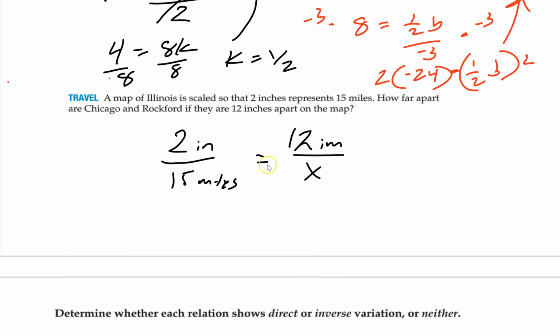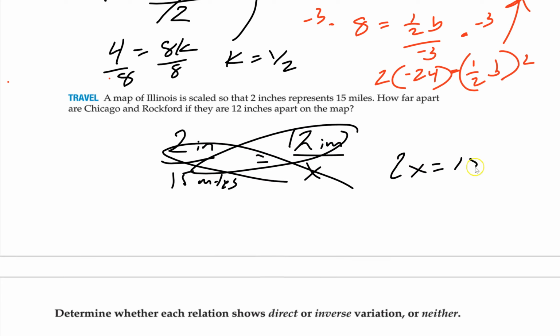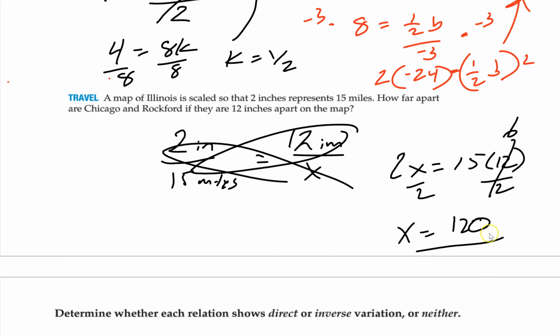Well, you just set up a proportion. And you can cross multiply. 2x equals 15 times 12. Divide by 2. 6 times 15. And that is 30 times 3, so 120. They're 120 miles apart. Right? So sometimes you don't have to overthink it, just, oh, proportions. Solve the proportions.